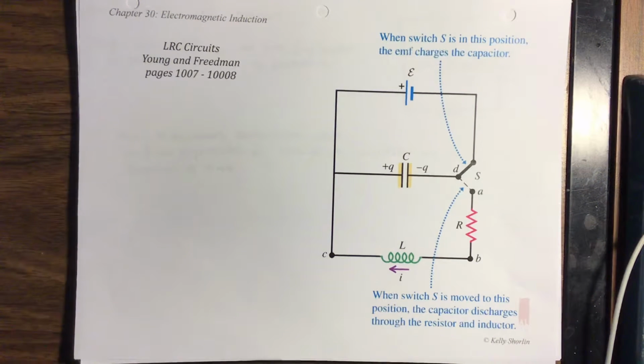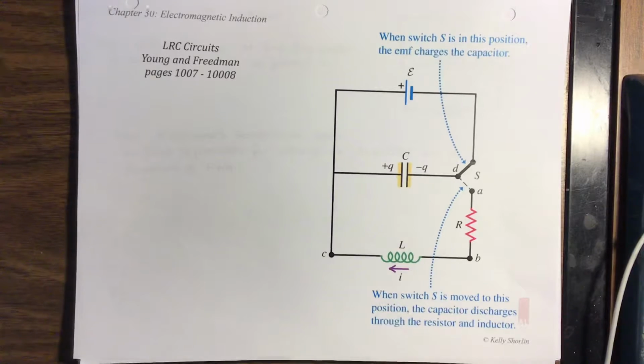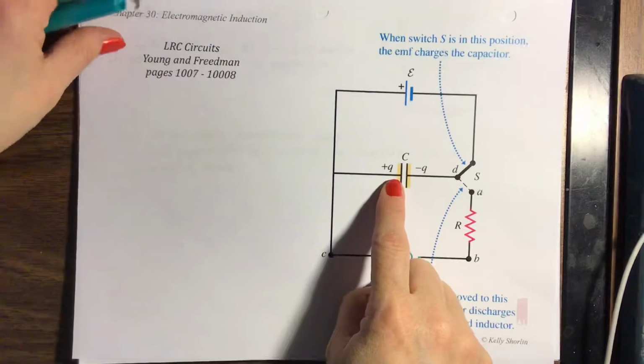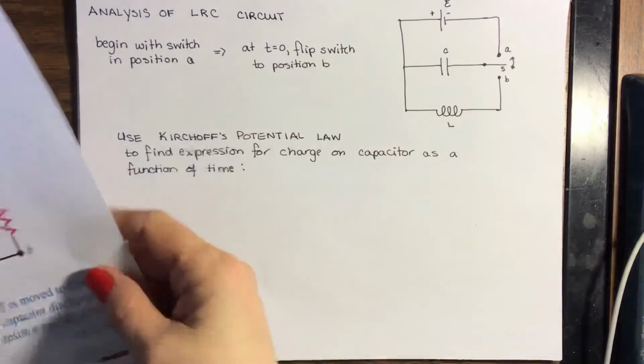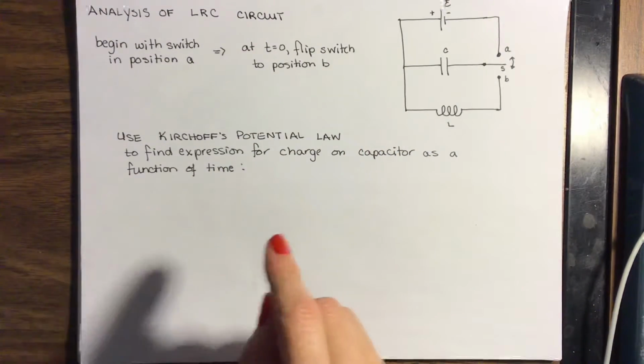So let's start our analysis of LRC circuits by trying to find an expression for the charge on the capacitor plates as a function of time. This is a sheet you probably have in your notes. I've just redrawn it to neaten it up a bit and add a couple of words.